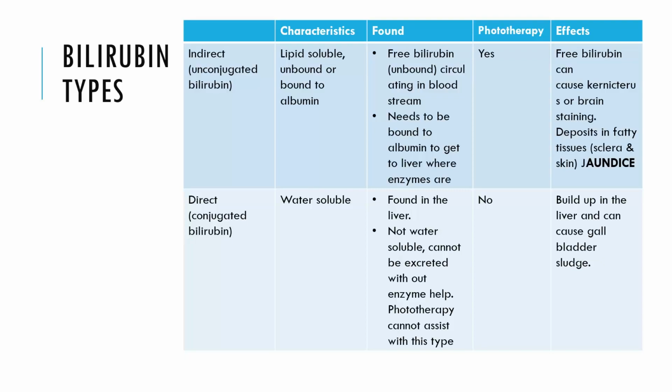And it likes to deposit in fatty tissues like the brain, like the skin, and especially like the sclera. Sclera is really lipid dense, and the free bilirubin and the unconjugated bilirubin love to just nestle right in there and make your eyes look really yellow. So kind of the first place that jaundice will show up is in the eyes, the sclera. And then direct or conjugated bilirubin, it's water soluble.